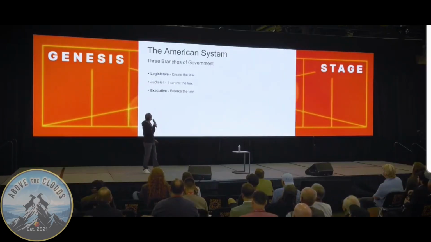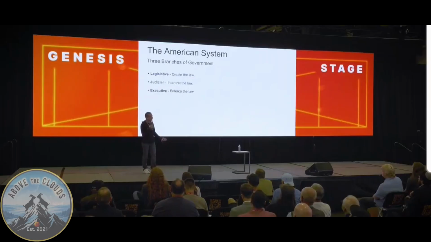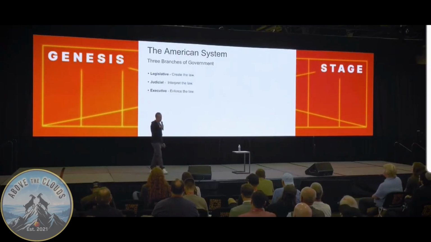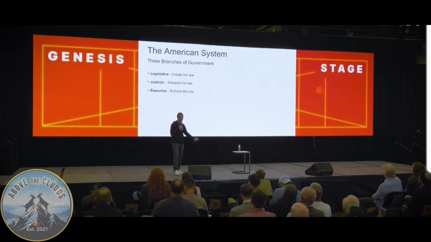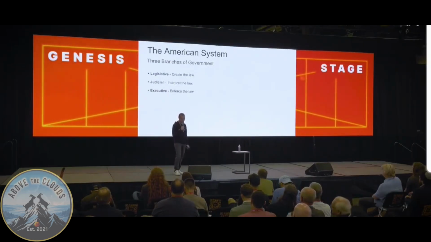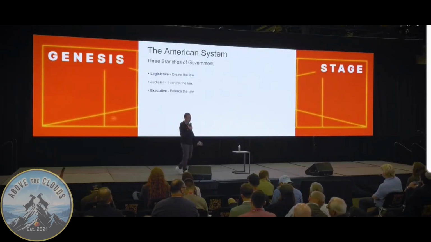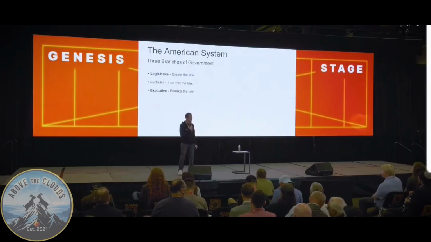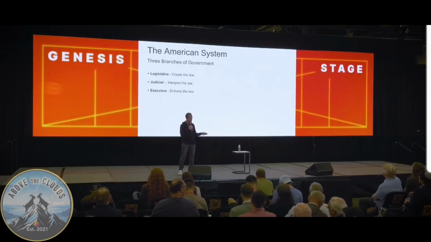The American system. 3 branches of government. We're all fairly familiar with this. You have the legislative branch. They create the laws. They represent the people and create the laws that the people want, in accordance with the Constitution, of course, or at least it's supposed to be. You have the judicial branch. They interpret the law. And you have the executive branch, which is responsible for enforcing the law. Obviously, there's a lot of nuance to all of this, but 3 branches of government.